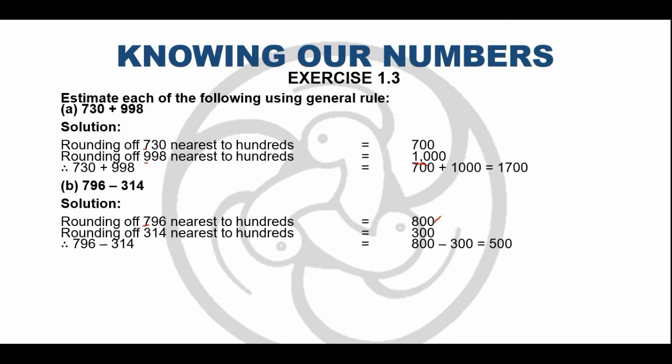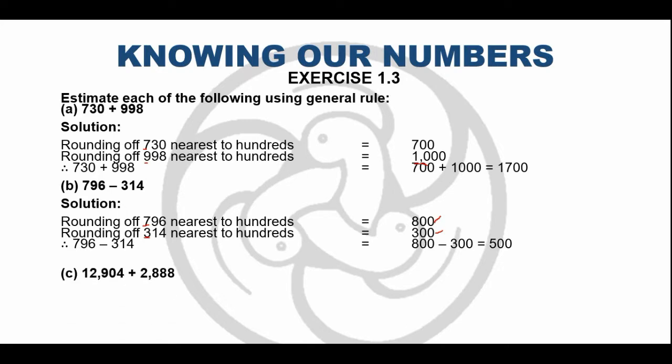Okay, what is the next number? 314. You have to look after the 100 position, that is 3. So you have to look at the right side number, that is 1, less than 5. That means you have to write the number as it is. So it will become 300. So 796 minus 314 is equal to 800 minus 300, which is equal to 500.